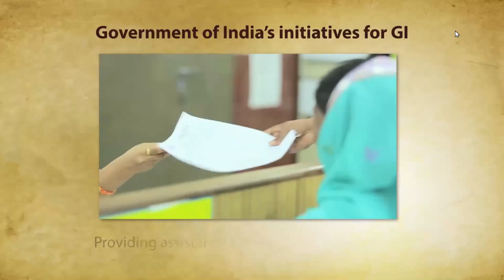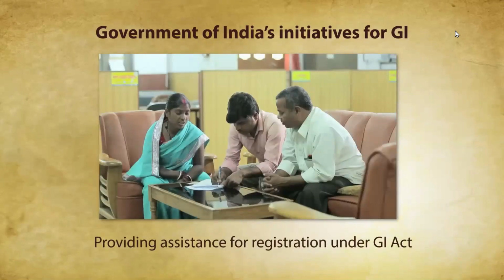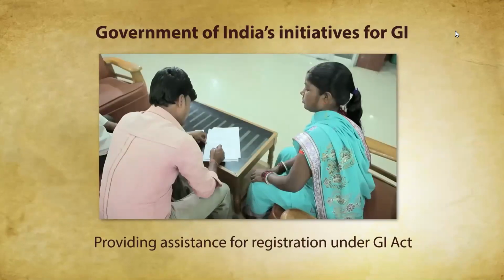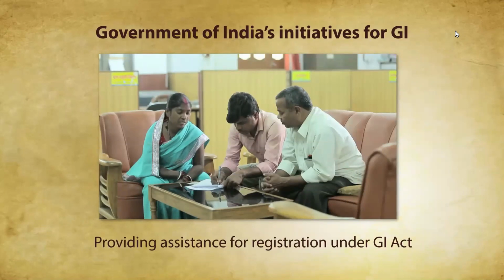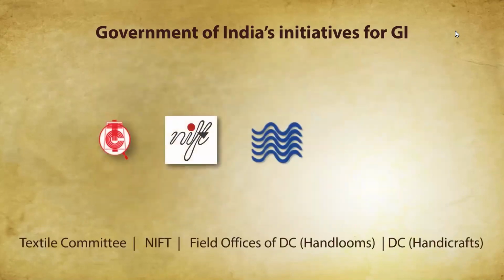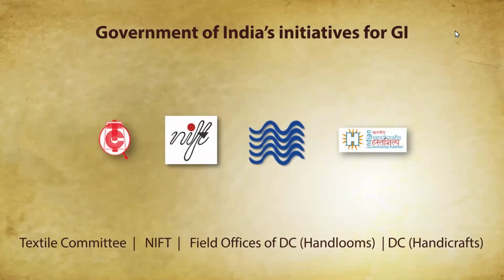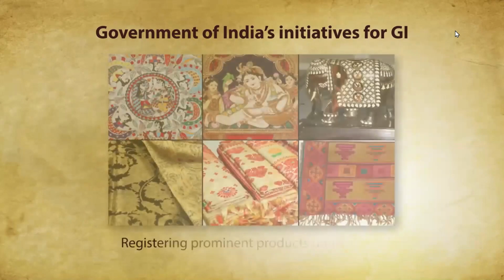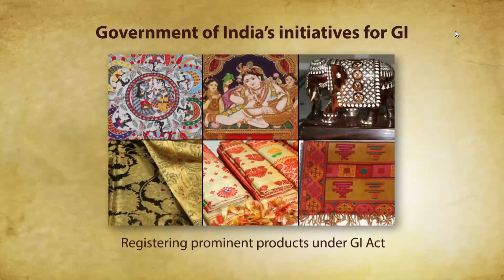Today, a lot is being done by the government to help handloom weavers and handicrafts artisans obtain GI registration. The Ministry of Textiles provides financial assistance for bearing the expenses of registration under the GI Act. Its various agencies, such as the Textile Committee, NIFT, and field offices of DC Handlooms and DC Handicrafts, have been proactively working for getting prominent products registered under the GI Act.